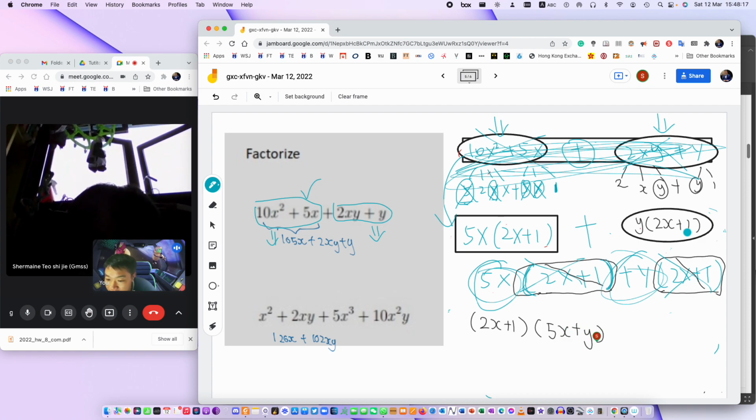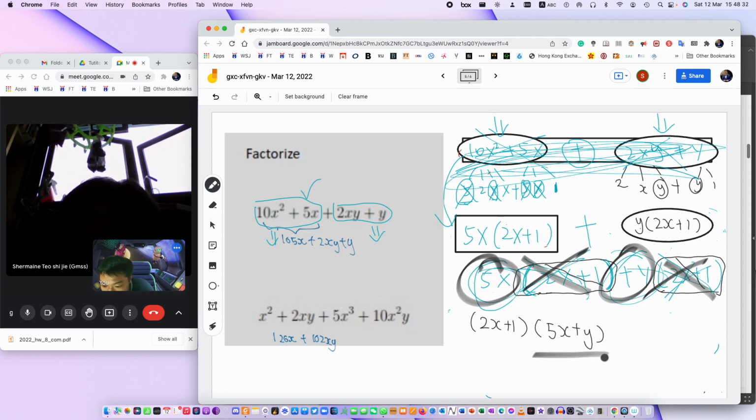That's why I say you need to look carefully. You cross this out, what is left? You cross this out, you are left with 5x plus y, which is here. Alright? Not plus. There's no plus. Where's the plus? In front? No. That's how you do this question. Are you clear? Okay, good.